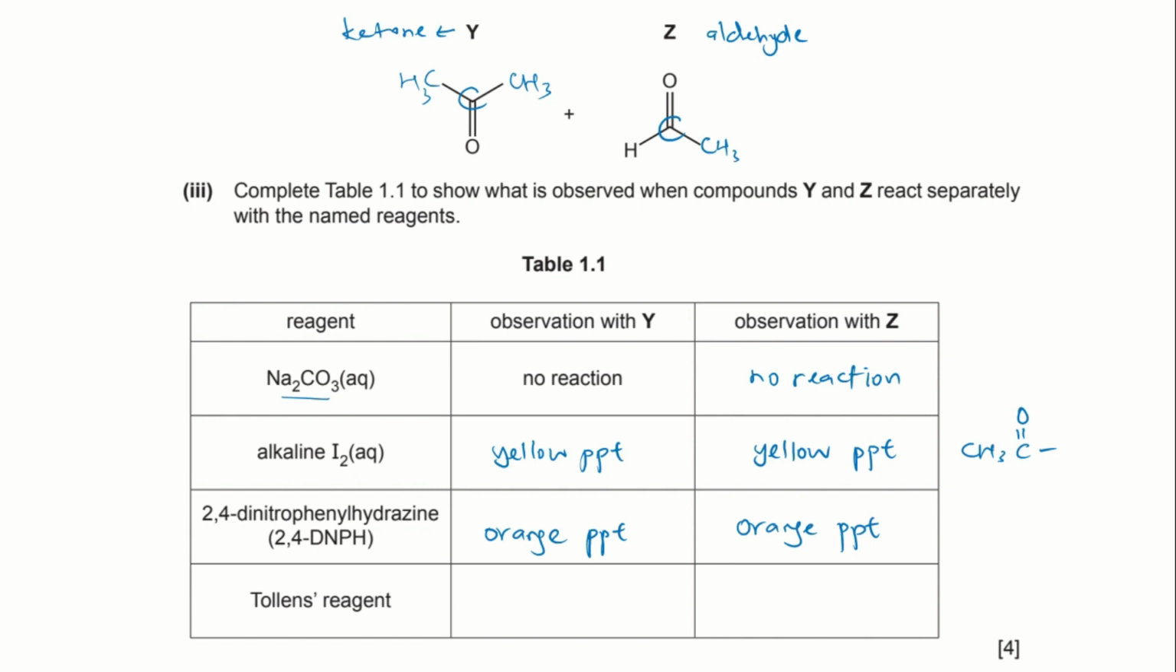The last one, Tollens reagent. Tollens reagent is a mild oxidizing agent which is only able to oxidize aldehyde, okay, but not ketone. So we have Y, a ketone, and Z, an aldehyde. Only Z will give a positive result with Tollens reagent, and the positive observation will be a silver mirror. Tollens reagent contains silver ion, which can be reduced to silver. Y as a ketone will not be oxidized by Tollens reagent, so no reaction.